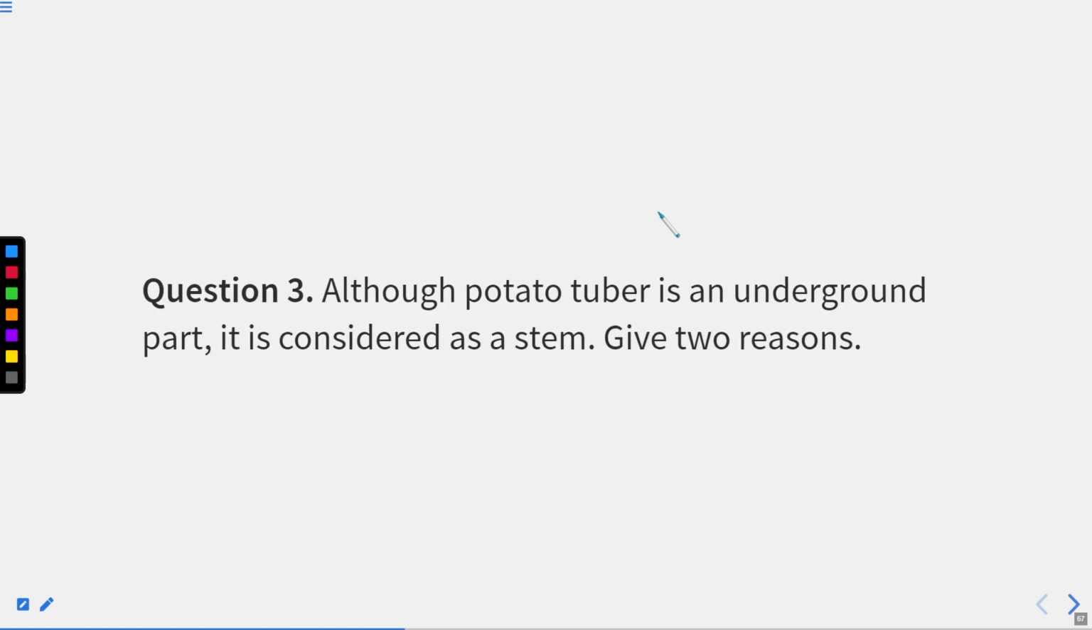Now, moving on to the next question. Although potato tuber is an underground part, it is considered as a stem. We have to give reasons why. Usually, stem is aerial. You know that stem is always aerial. But the potato tuber is underground, below the ground. So why do we still call it a stem?